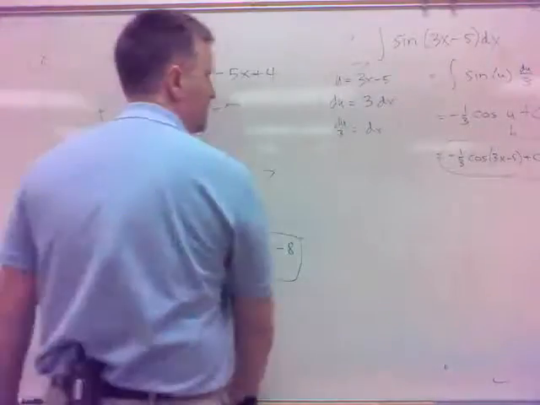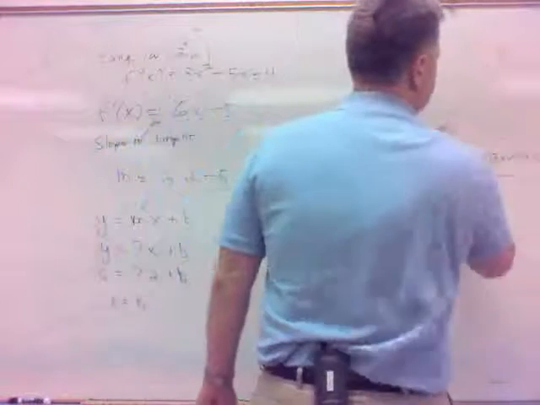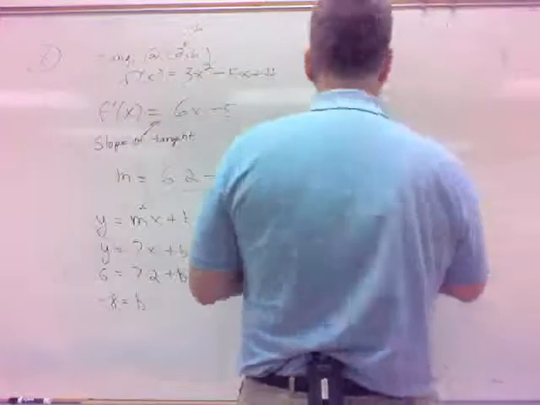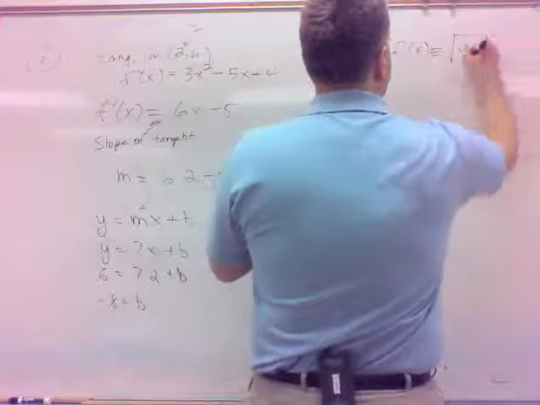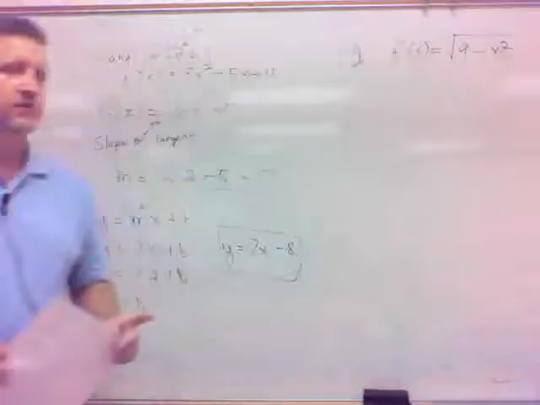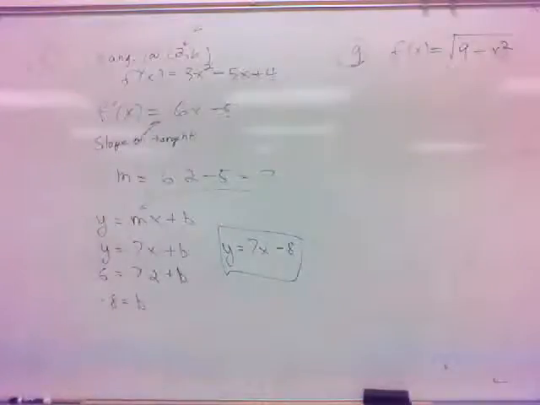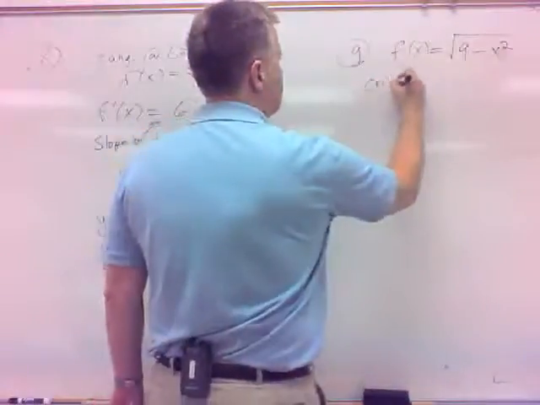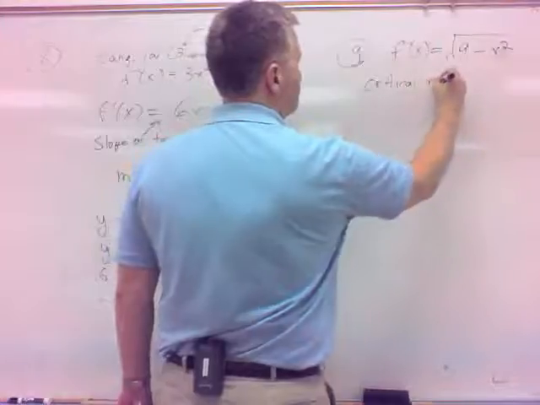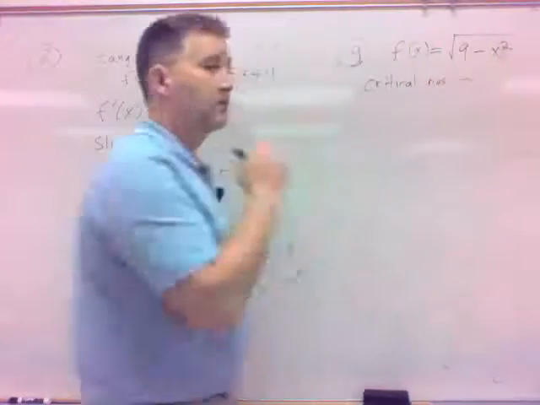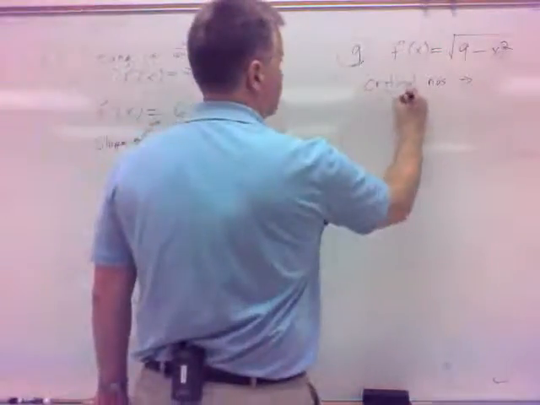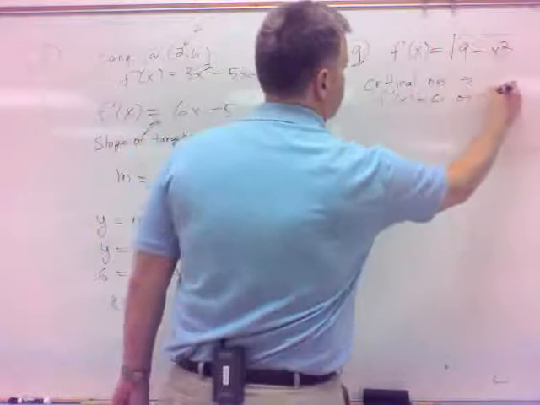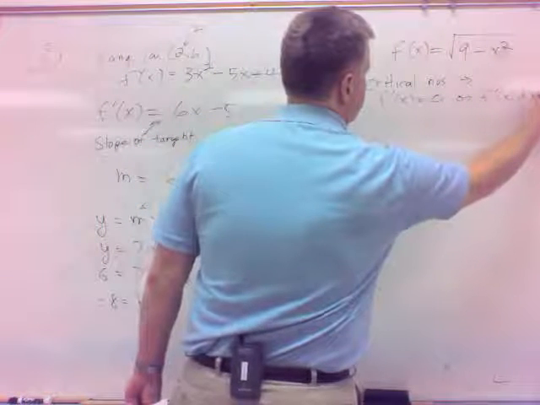Okay, number 9. Find the critical numbers. What do we know about the critical numbers? Derivative equals 0, or where the derivative does not exist.